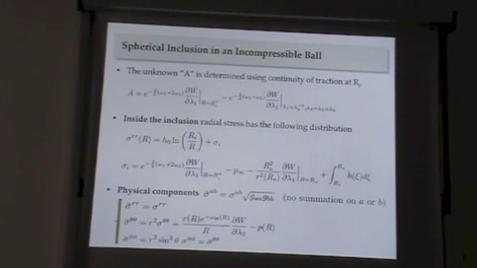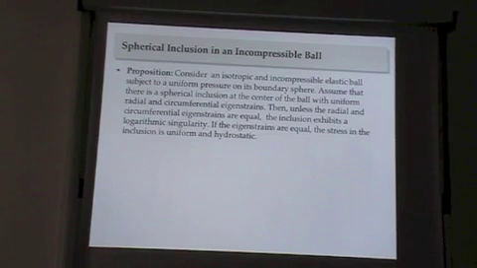Okay, so then we have this proposition: given an isotropic and incompressible elastic ball subjected to uniform pressure on its boundary, which could be 0, suppose that there is a spherical inclusion at the center with uniform radial and circumferential eigenstrains. Then, unless they're equal, there is a logarithmic singularity. If they're equal, stress in the inclusion is uniform and hydrostatic for an arbitrary isotropic but incompressible solid. Interesting, right? So geometry gives you something highly non-trivial. You may expect that this result is okay, but this is the proof.